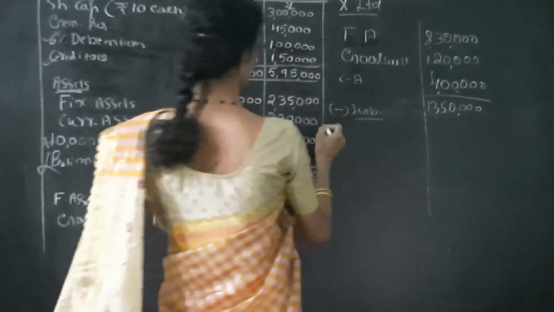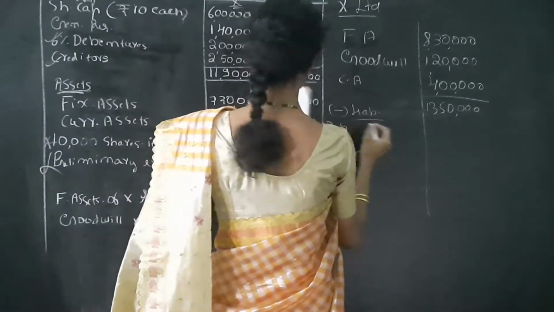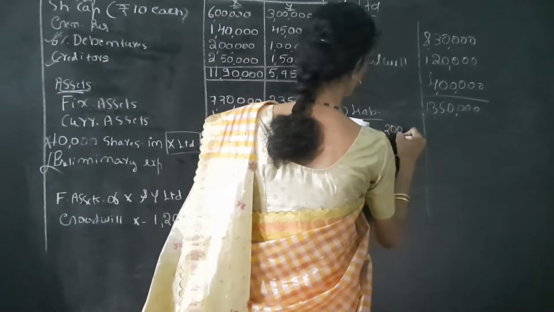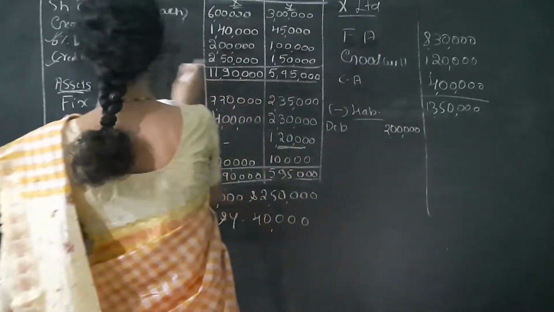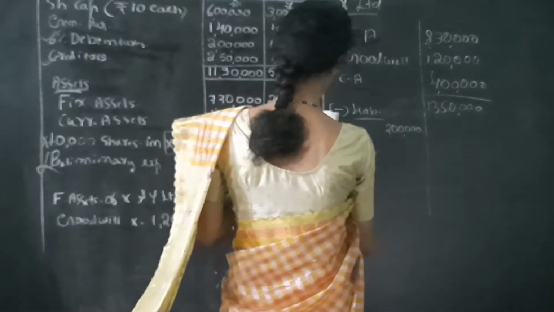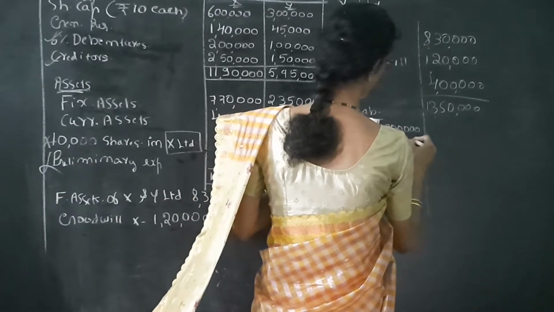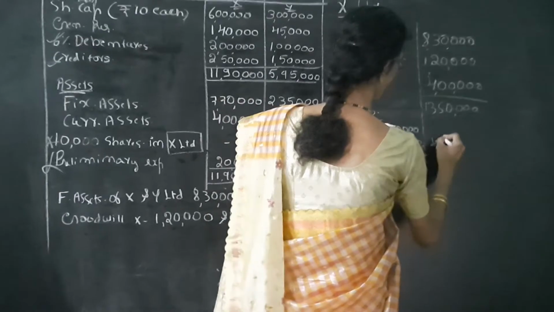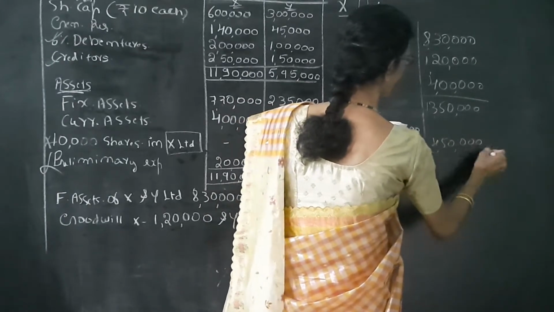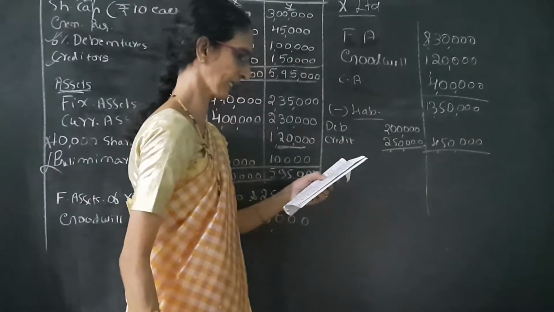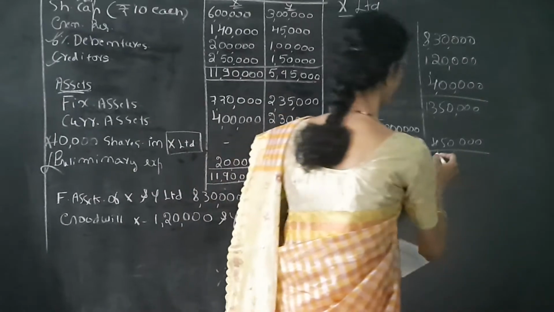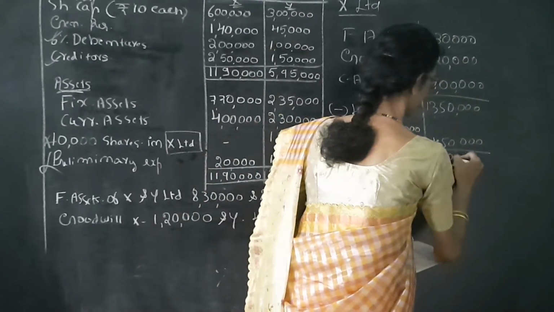One is debentures. Debenture is given 2 lakh. Next one is creditors. Creditors 2,50,000. So total we have to deduct liability 4,50,000 from 13,50,000. So we get 9 lakh.